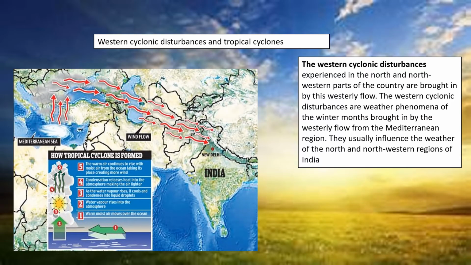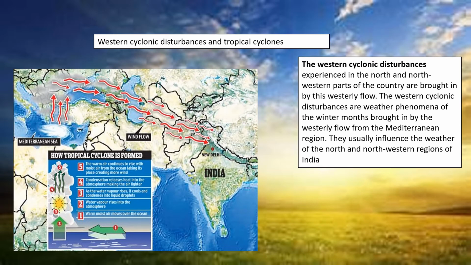Now let's see what is western cyclonic disturbance and tropical cyclone. Like I mentioned in my previous slide, jet streams have two types, westerly jet stream and easterly jet stream. The western cyclonic disturbance is experienced in the north and northwestern part of India. This is because of the westerly jet stream.